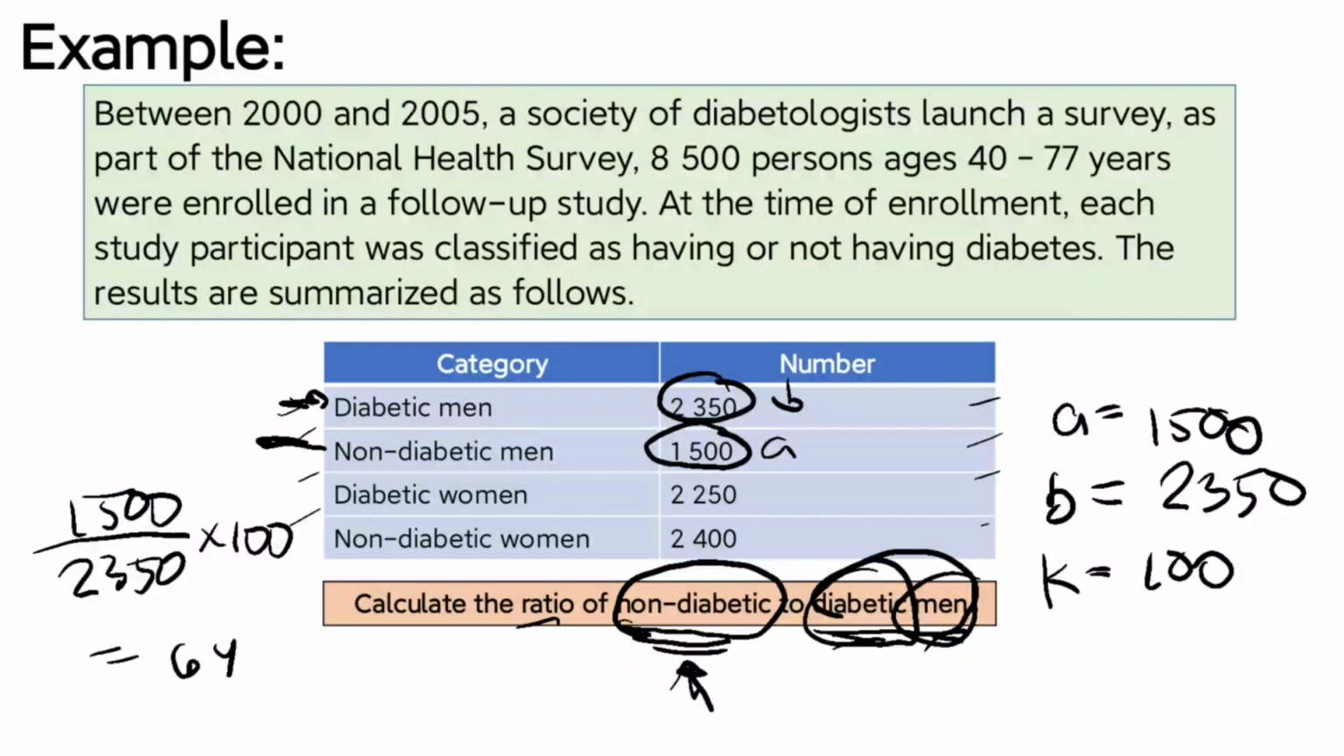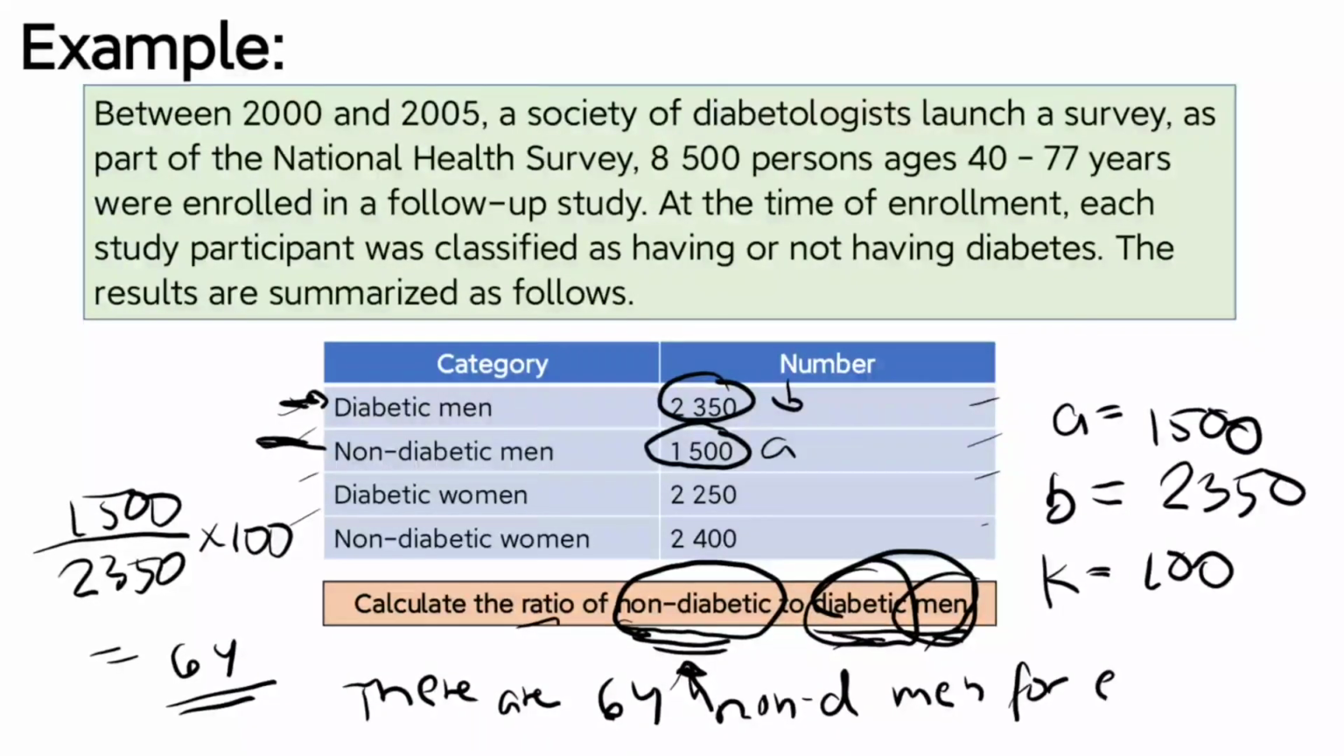So, basically, the answer here would be, ay, wala dito. Okay, sorry. So, the answer is, there are 64, yan, yung nakuha mo sagot, non-diabetic men for every 100 diabetic men. Sorry, hindi nagkasya, no? Okay, ulitin ko na lang, sabihin ko.